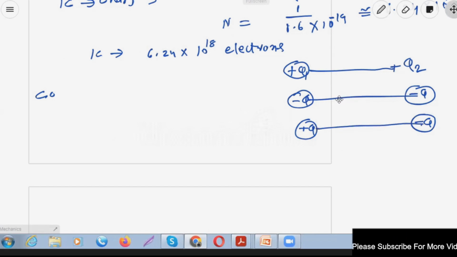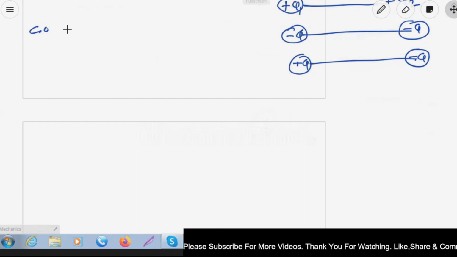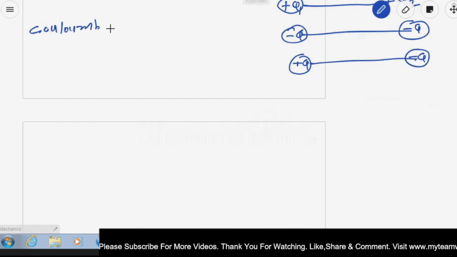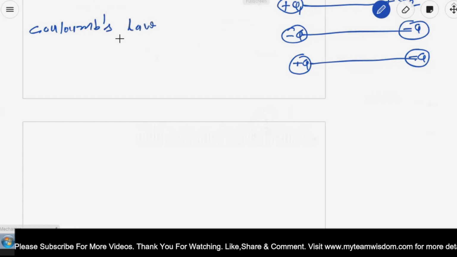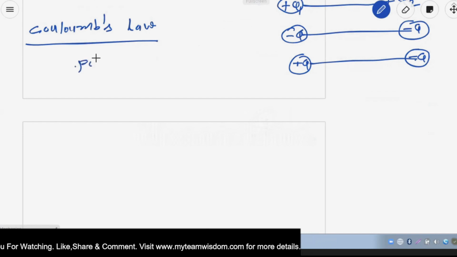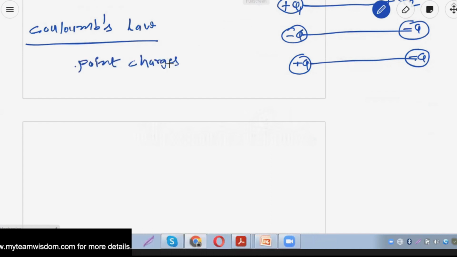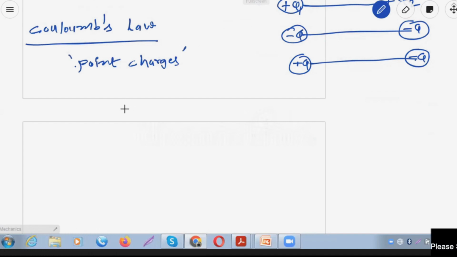If you would like to know the strength of interaction between the charges, then Coulomb's law is useful. Basically, Coulomb's law is valid only for point charges. Again, a question comes to the student's mind: what is meant by a point charge?